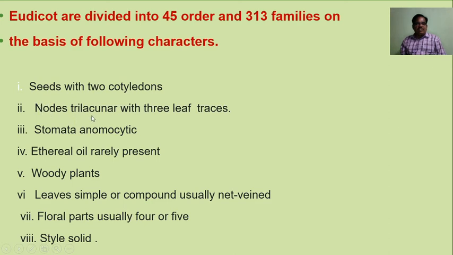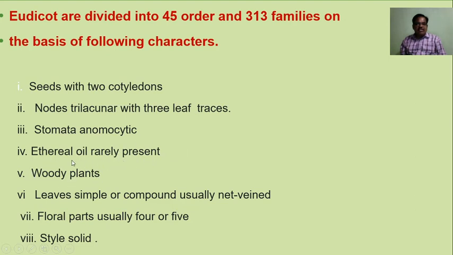Then nodes trilacunar with three leaf traces. Then stomata is anomocytic. What is the meaning of anomocytic? That is, when stomata are present, these stomata are formed, and when this stomata is there, the subsidiary cells are present around the stomata. These subsidiary cells are not irregular or unequal. So stomata is anomocytic. Then ethereal oil is rarely present or sometimes it is absent.